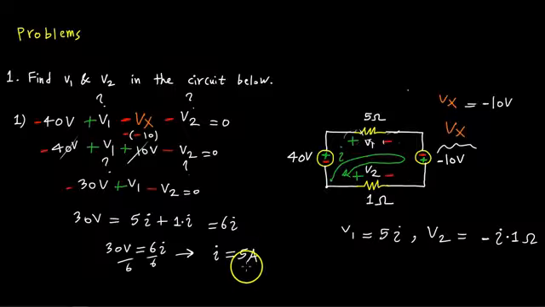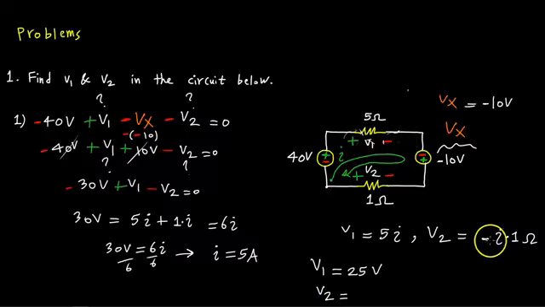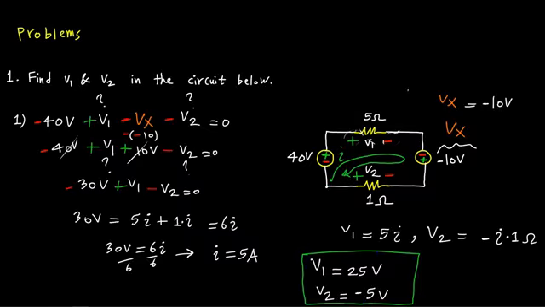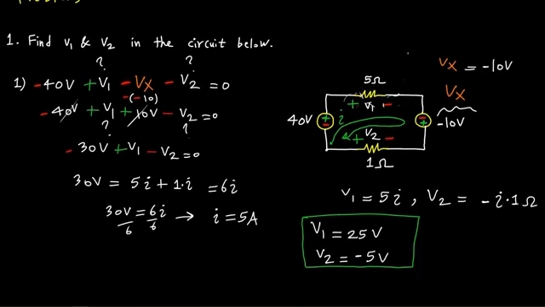So that's my current. Now that I found the current through this whole circuit, I can just plug that into the voltages and get the voltages. So you can see here that 5 times I is V1, so that's 5 times 5, which is 25 volts. And V2 is going to be, let's see, minus I, which is minus 5 volts, because the ohm and the amp give you a volt. Let's go ahead and circle these. And let's go ahead and find the power dissipated or sourced by each element.